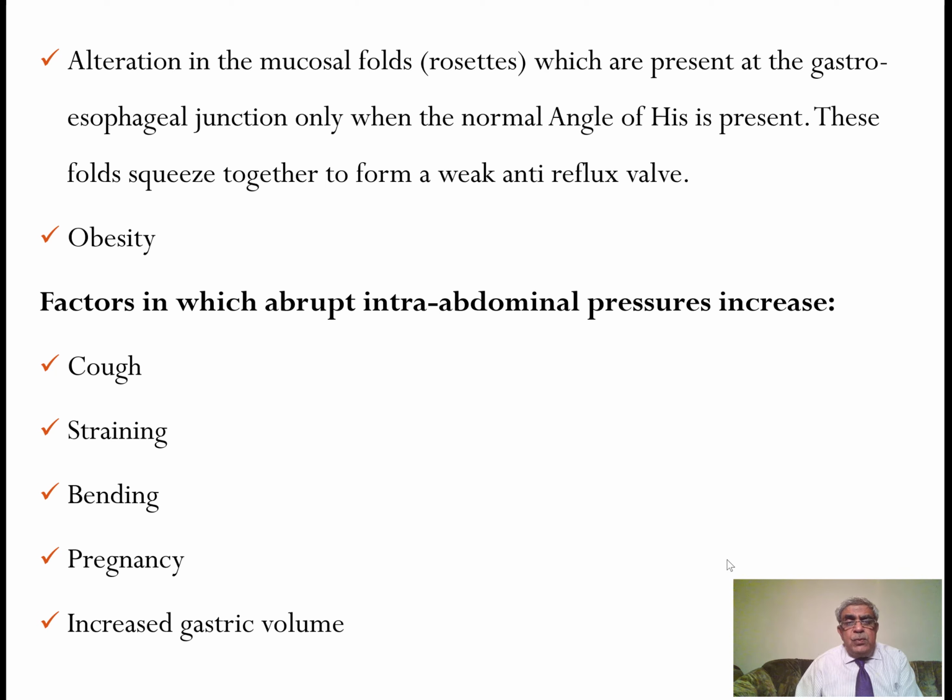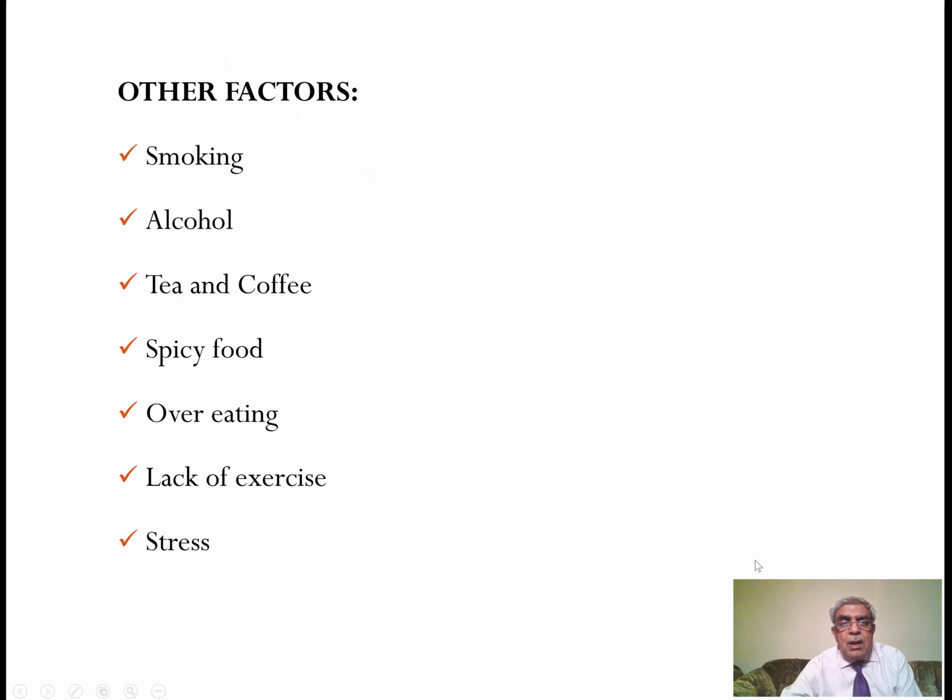Now, factors in which intra-abdominal pressure abruptly rises: cough, straining on passing stool, bending, pregnancy, increased gastric volume. Other factors: smoking, alcohol, intake of tea and coffee, spicy food, overeating, lack of exercise, stress.